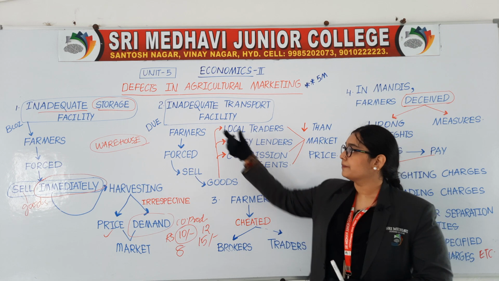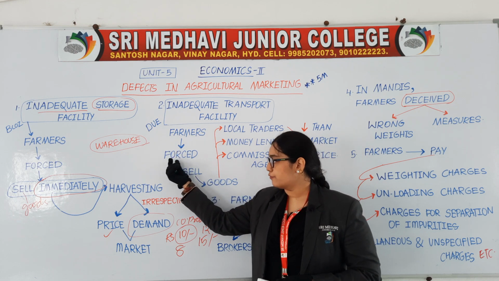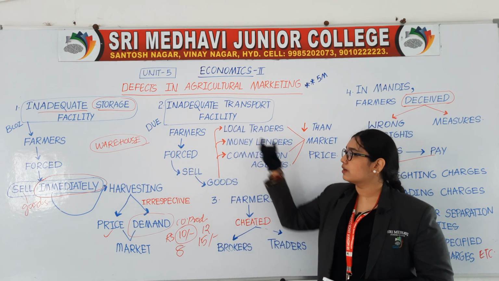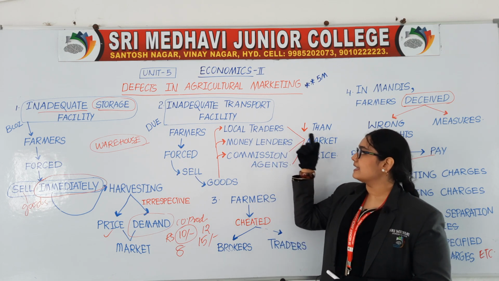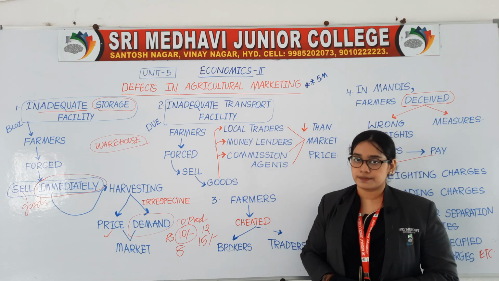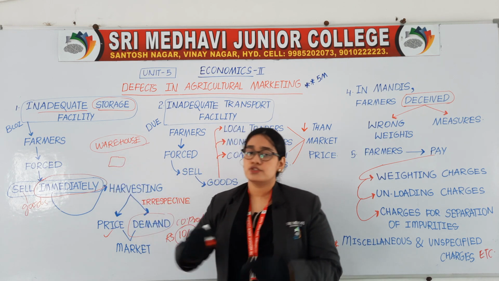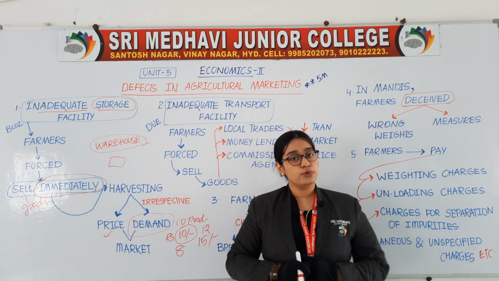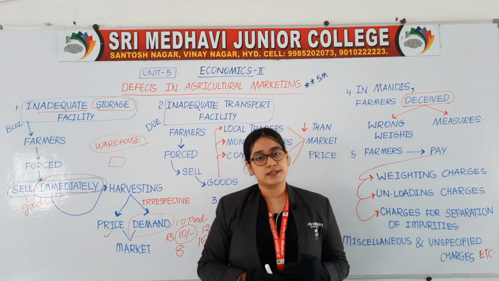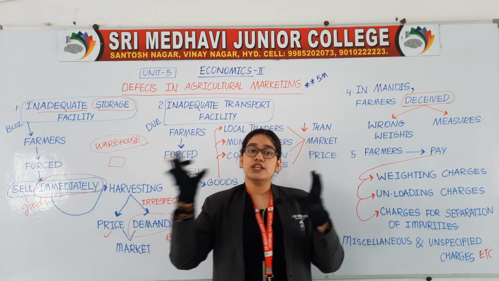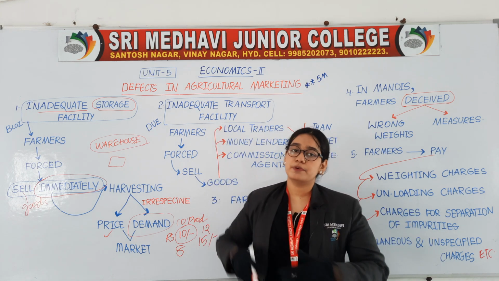Coming to the second point, inadequate transport facility. Farmers are forced to sell the goods to local traders, money lenders and commission agents at lower prices than the market. The goods are produced in agricultural land. We, the customers, won't go to the village and buy vegetables, right? We just go to our nearby market. So who is bringing the goods from agricultural land to the marketplace? With the help of transportation.